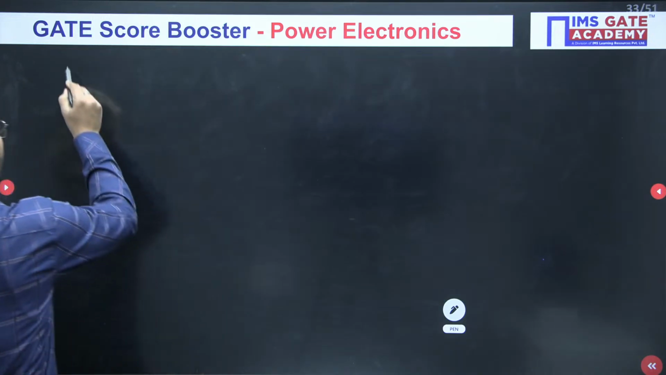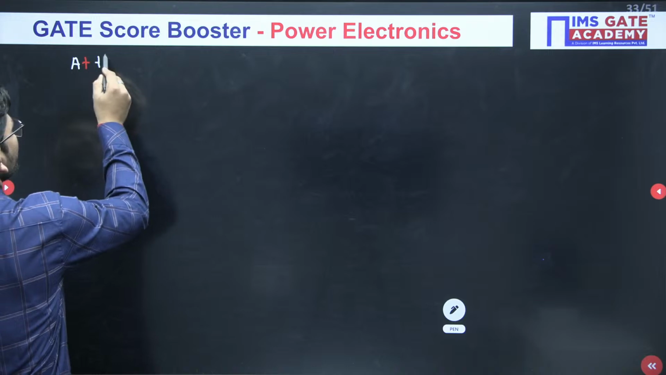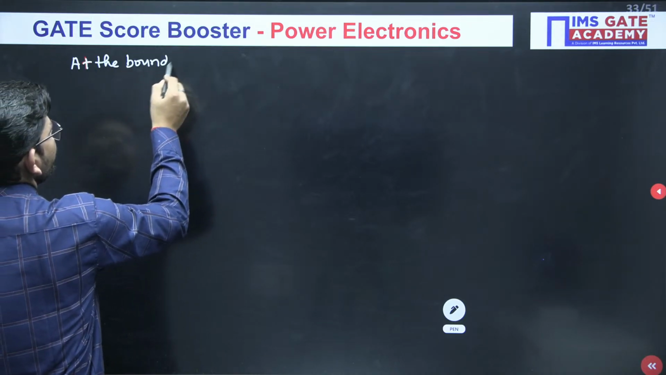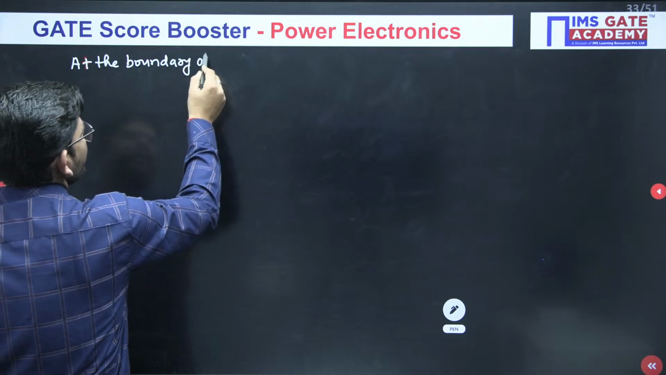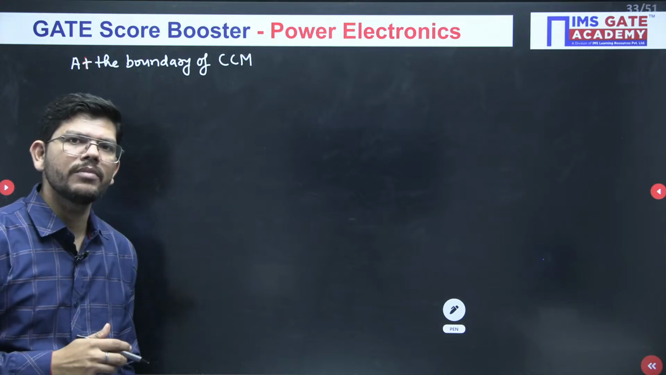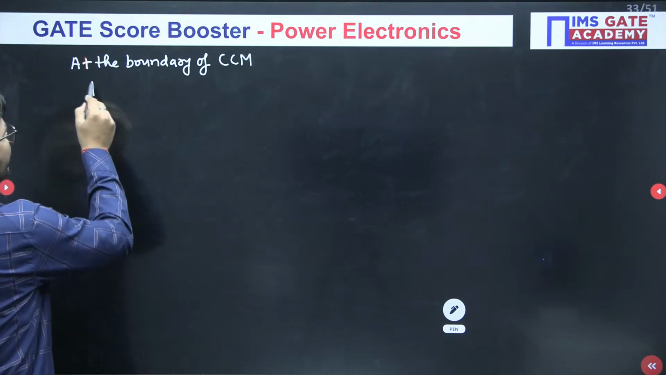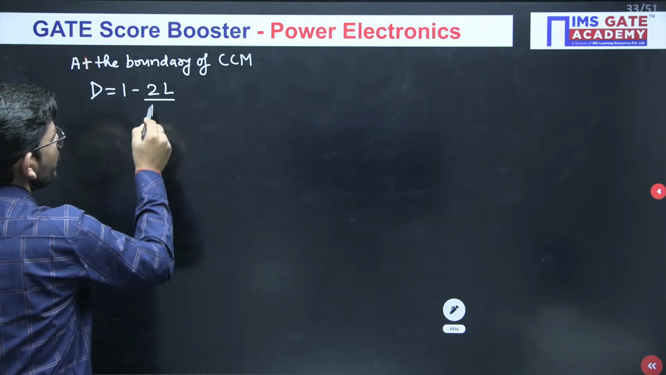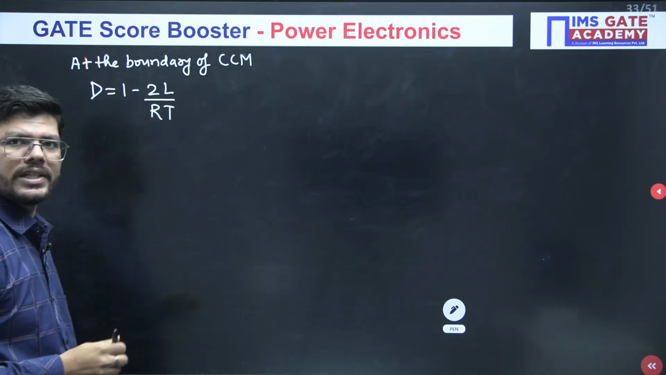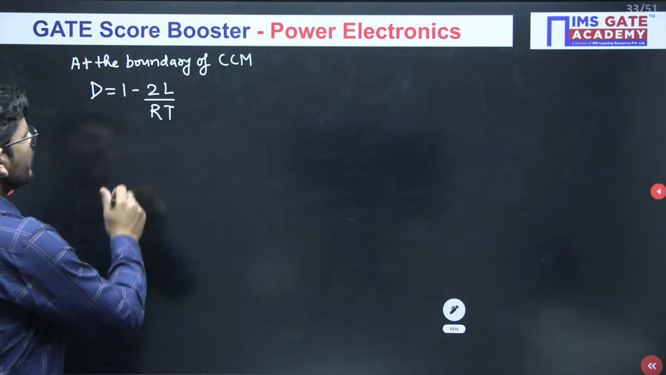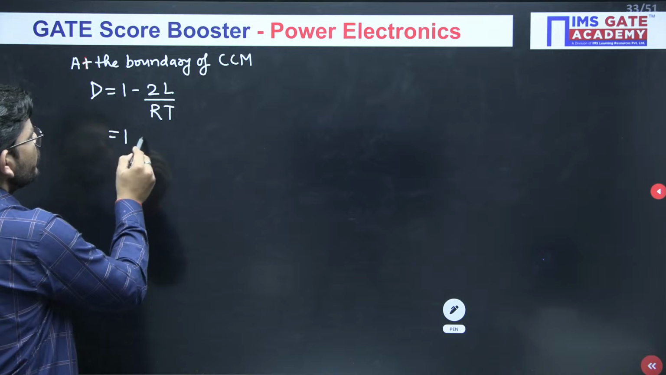So can you tell me, at the boundary of continuous conduction mode, CCM means continuous conduction mode, what is the value of D? The D value we have just calculated. It is equals to 1 minus 2L upon R into T, isn't it? So we can calculate the value of D right here from this formula. Now what are the different values?